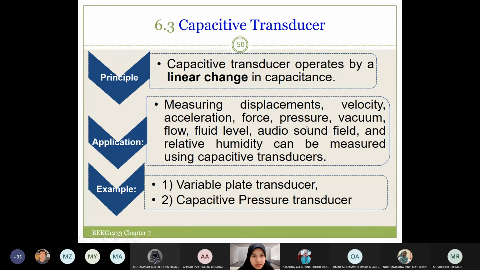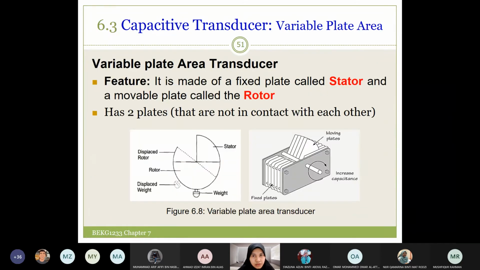The applications are measuring displacement, velocity, acceleration, force, pressure, vacuum, flow, fluid level, audio sound field, and relative humidity. For example, variable plate transducer and capacitive pressure transducer. This is the variable plate area transducer. It is made of a fixed plate called the stator and a movable one called the rotor. Stator is fixed, rotor is movable. It has two plates, and these two plates are not in contact with each other.